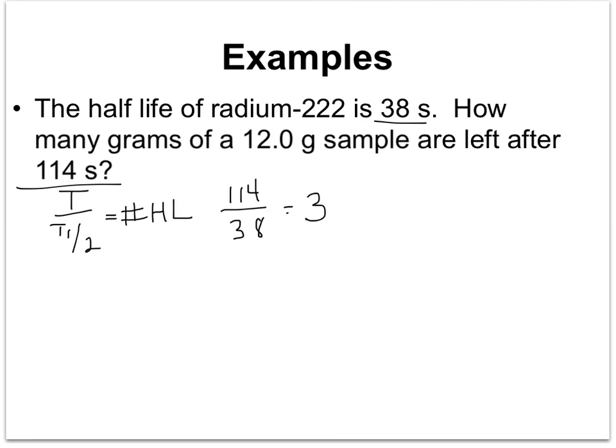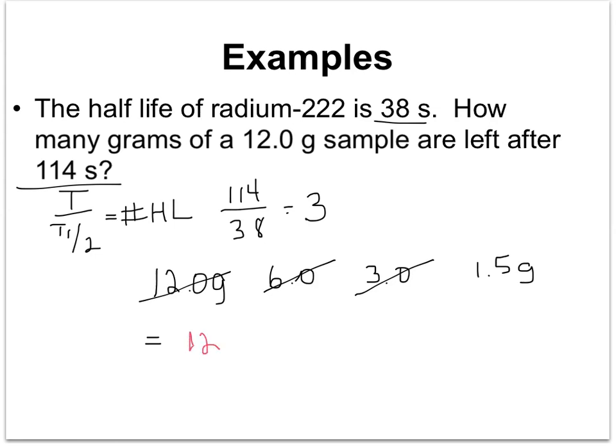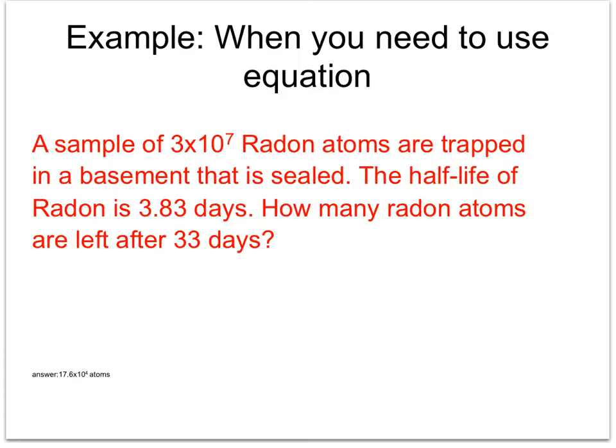We know that 12 grams was the original sample amount. We're going to cut that in half 3 times. So 12 turns into 6, 6 turns into 3, and 3 turns into 1.5 grams. Of course, remember that you can use the algebraic equation. We would take the starting sample size, and we would multiply it by 0.5 raised to the power of 3, and we would end up getting the same answer, 1.5 grams.